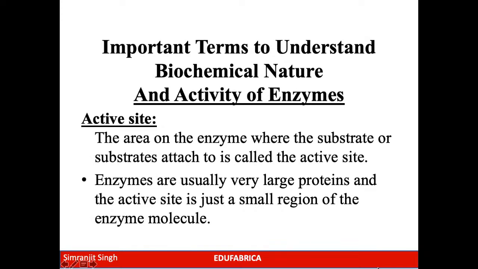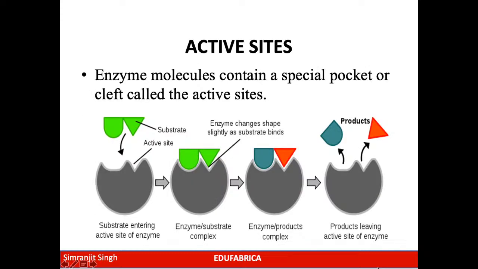So first things first, what is the active site in terms of enzymes? The active site is the area of the enzyme where the substrate or substrates attach. Enzymes are usually very large proteins, and the active site is just a very small region of that enzyme molecule. So these are the active sites. Enzyme molecules contain special pockets or clefts called active sites. Here we can see the green substrate attached to the enzyme on the active site. After attaching, it will make an enzyme-substrate complex. Then this enzyme-product complex is made, and then products are moved afterwards. An enzyme could be used millions of times within a minute and produce lots of products on a continuous basis.